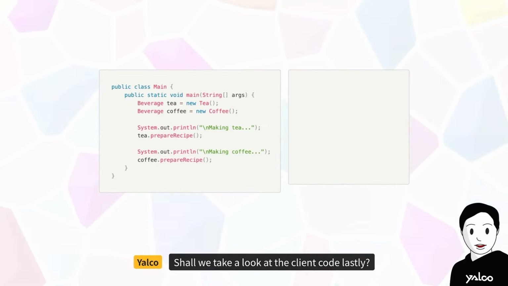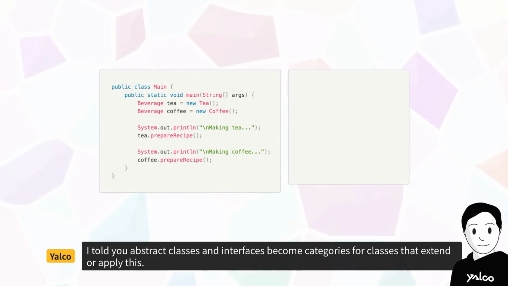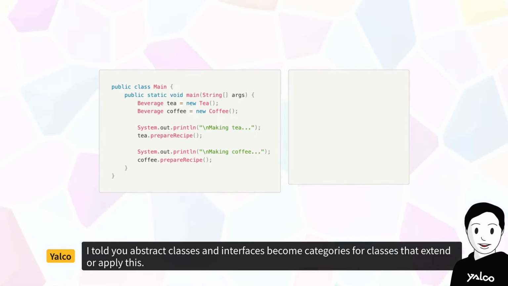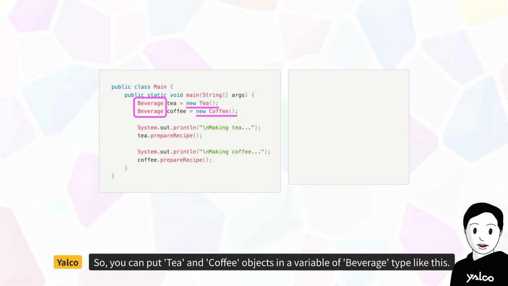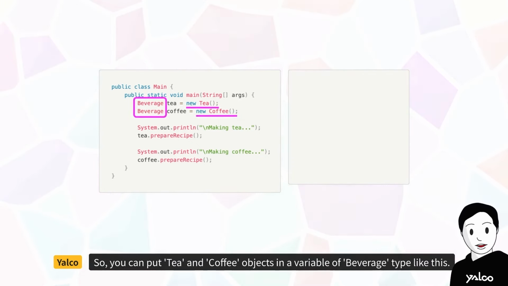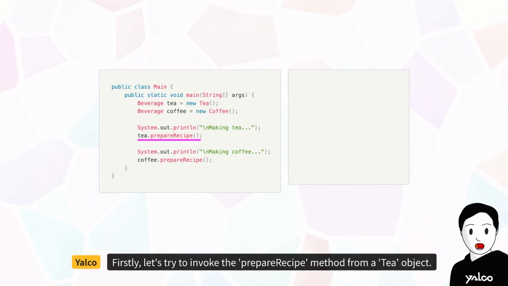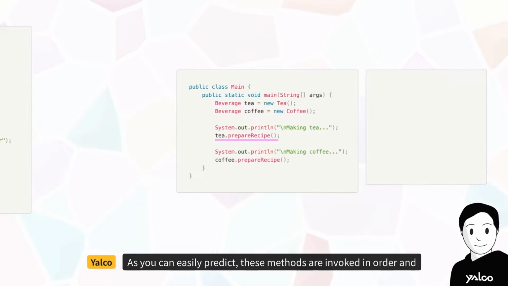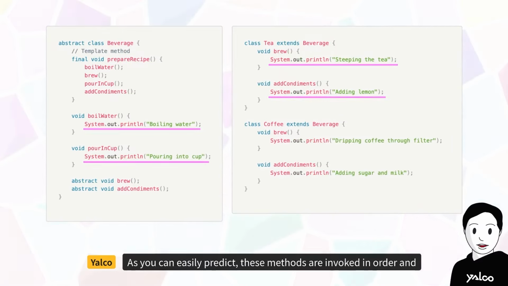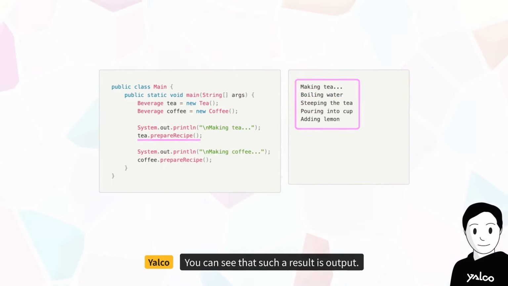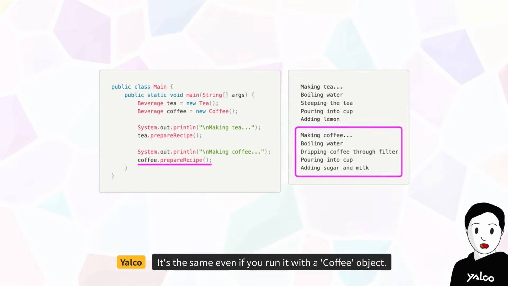Shall we take a look at the client code lastly? I told you, abstract classes and interfaces become categories for classes that extend or apply this. So, you can put tea and coffee objects in a variable of beverage type like this. Firstly, let's try to invoke the prepare recipe method from a tea object. As you can easily predict, these methods are invoked in order, and you can see that such a result is output. It's the same even if you run it with a coffee object.